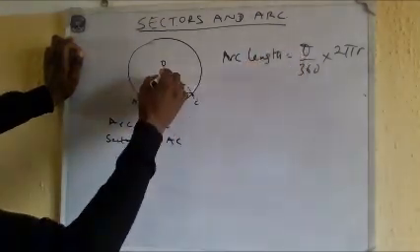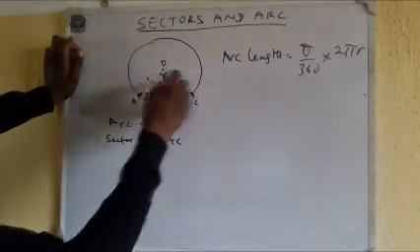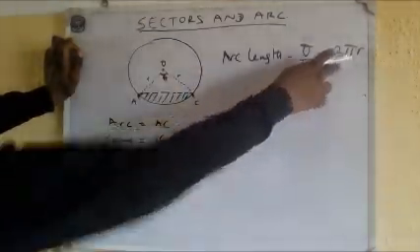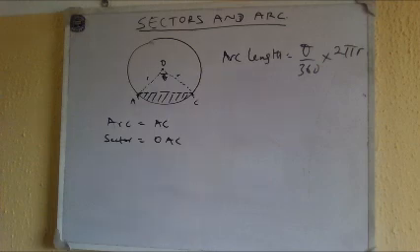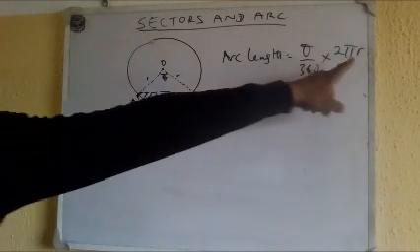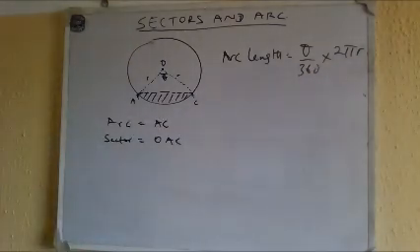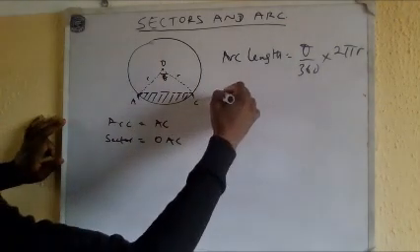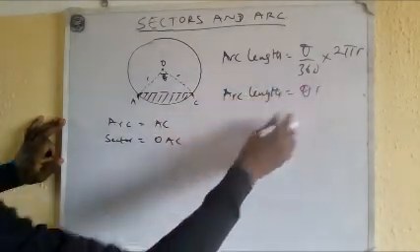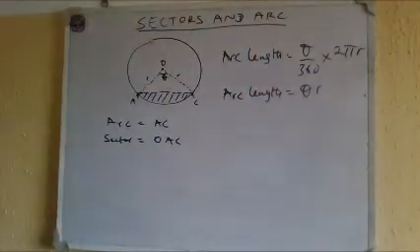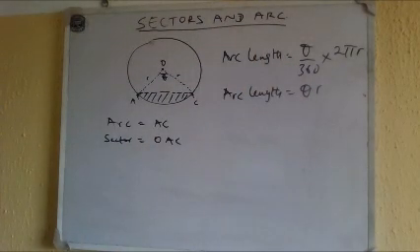Let's say this is theta, for instance. So arc length is theta over 360, then times 2 pi r. So that's the arc length. Here, theta is the central angle and r is the radius. Okay? So if theta is in radians, the formula for arc length becomes: arc length is equal to theta r, where theta is in radians.